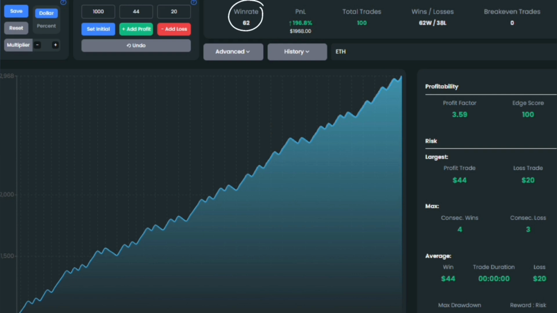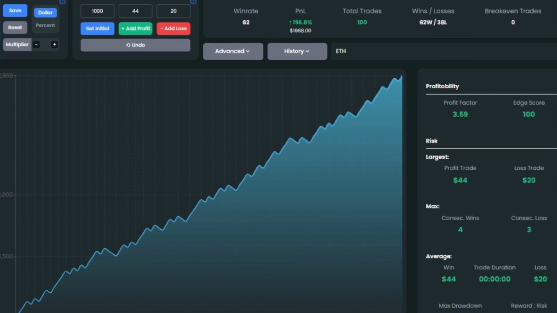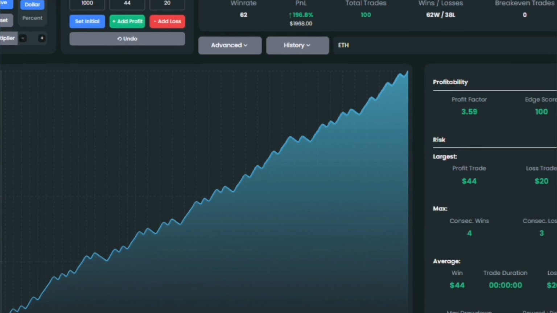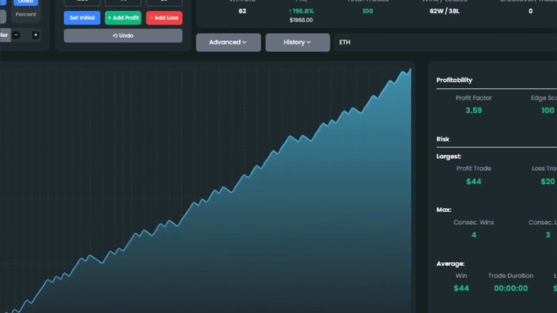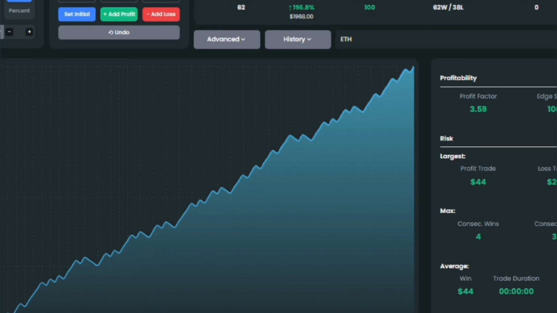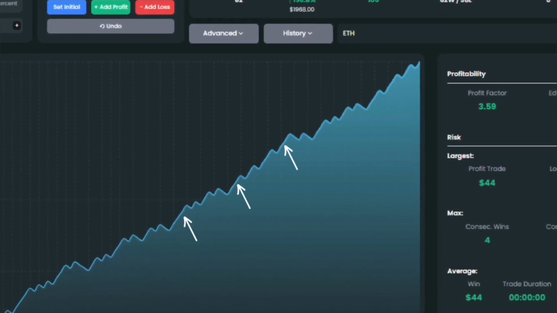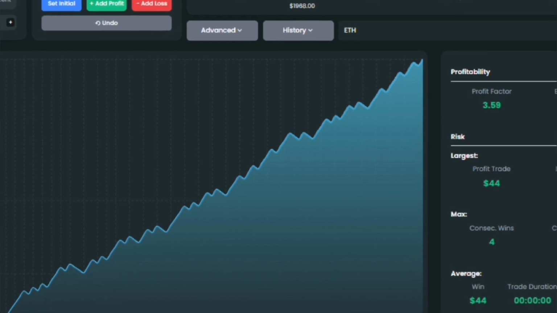Can you imagine that? And here's the real shocker. We made a mind-blowing return of 196.8% on our account. It's absolutely incredible. Right from the beginning, our account took off without any major losing streaks. We might have experienced just 2 or 3 losses in a row. Take a look at these spikes and crazy jumps on the charts. It means we caught some really good market conditions.